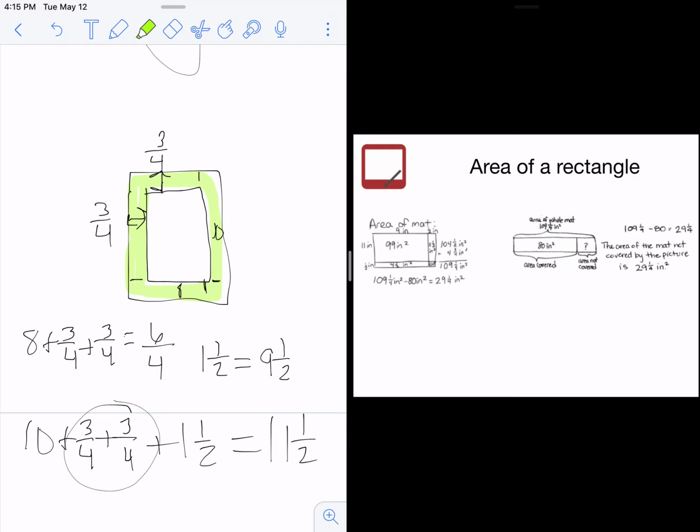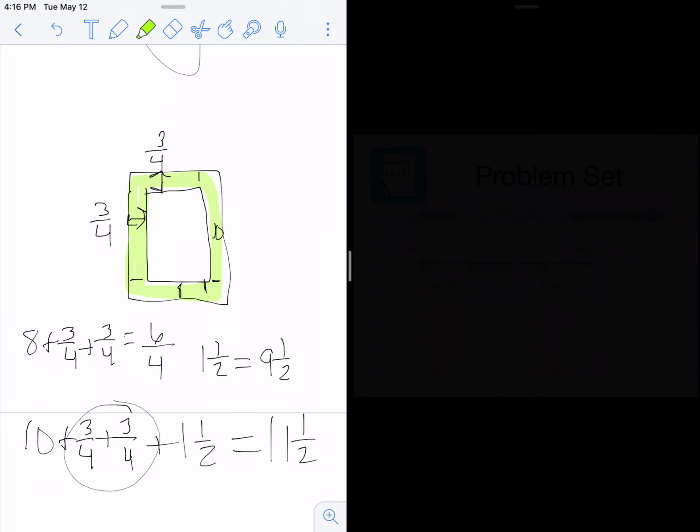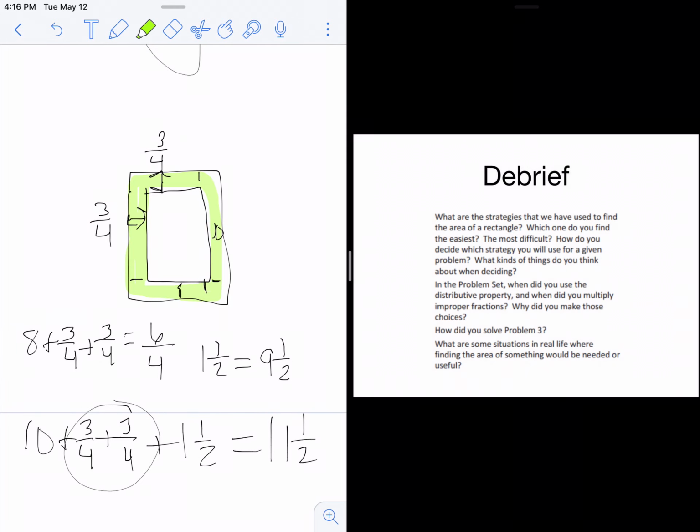So they did that in an area model, and then they also did that in a tape diagram, which is awesome. So they drew a tape diagram of the actual picture frame, which is 80 inches squared. And they know that the area of the mat is 109 1/4 inches squared. And so there's a little piece there that was not covered. All right, so your problem set is an extension activity, remember? So if you want to do that for extra help, you can.